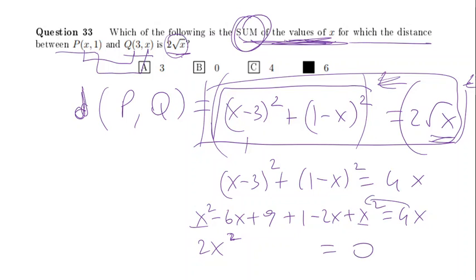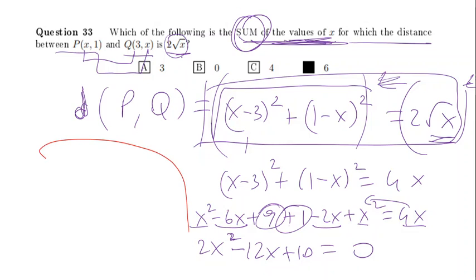So you will send 4x here. So minus 6x and minus 2x, it makes minus 8x. And with this 4x, it makes minus 12x. And 9 and 1 here, it makes plus 10. So we end up with this equation, and this equation will give us this.